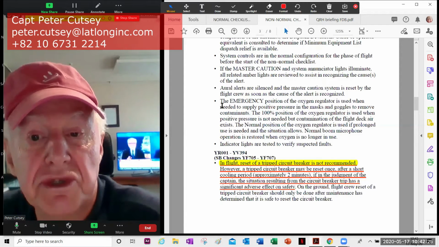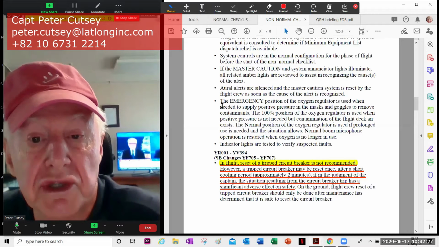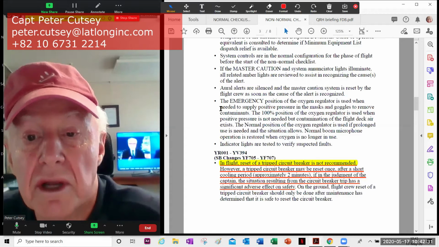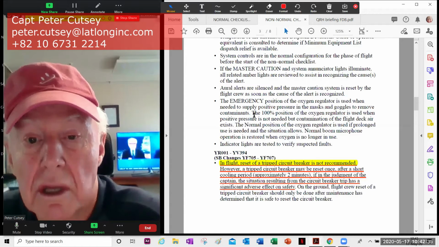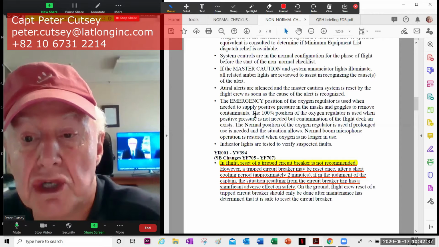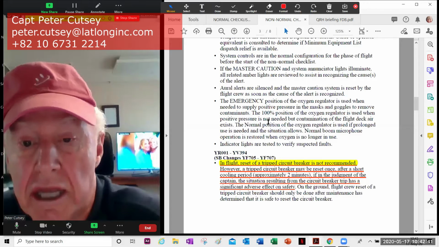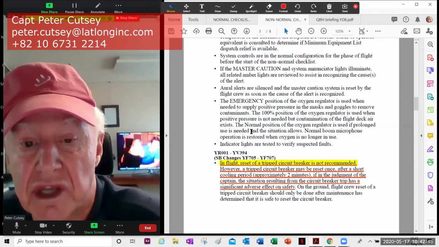The emergency position of the oxygen regulator is used when needed to supply positive pressure in the masks and goggles to remove contaminants. The 100% position of the oxygen regulator is used when positive pressure is not needed, but contamination of the flight deck air exists.